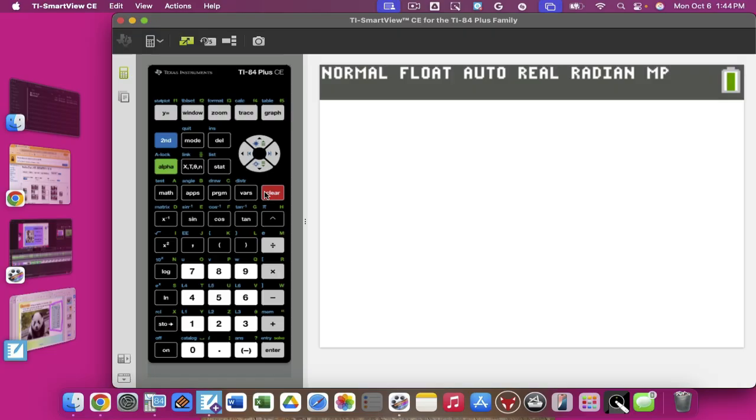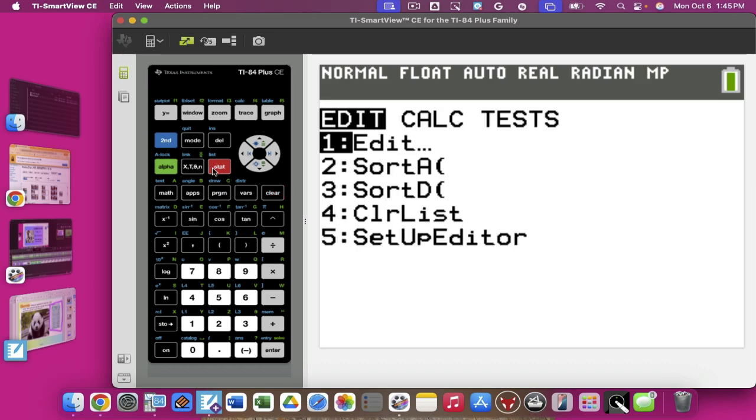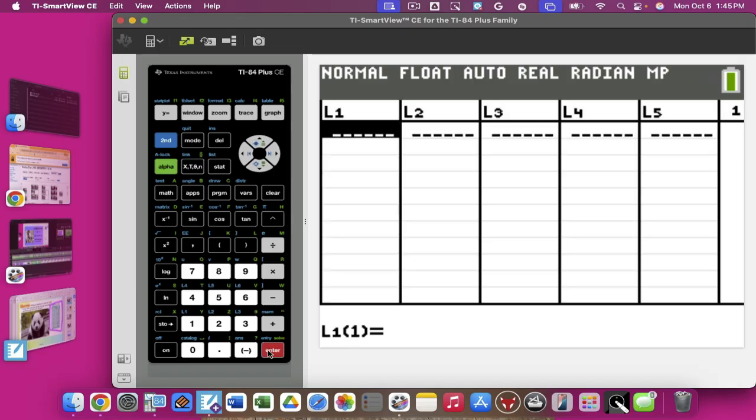We are going to do the problem we just did. Okay? Let's do the original panda data. So I want you to be opened up to the graph that you just made, and we're going to input this data into a list. We're going to hit stat. We're going to pick the first one, which is edit. That brings up this screen.